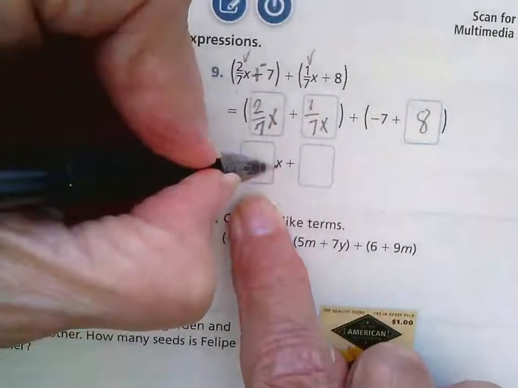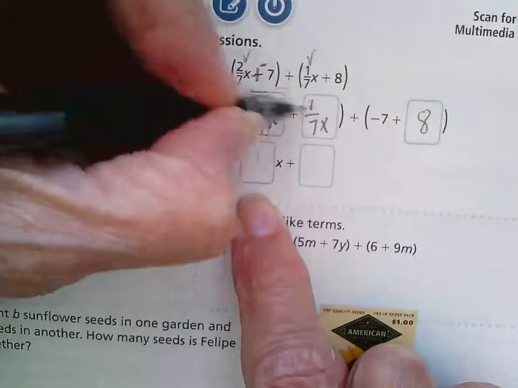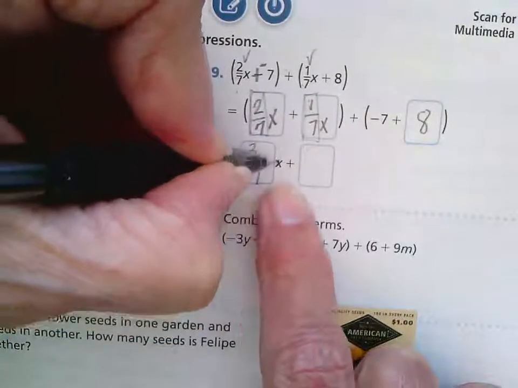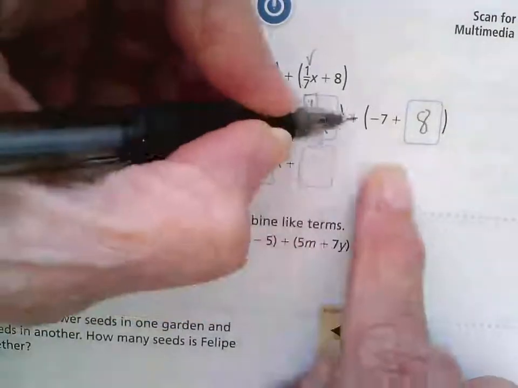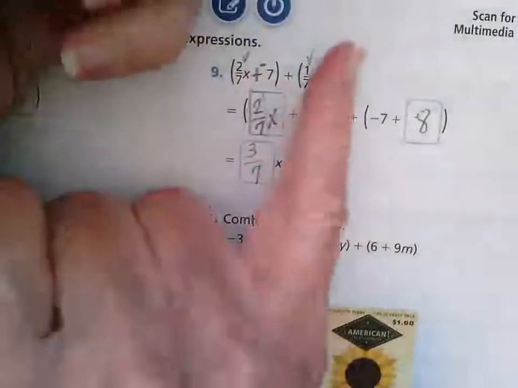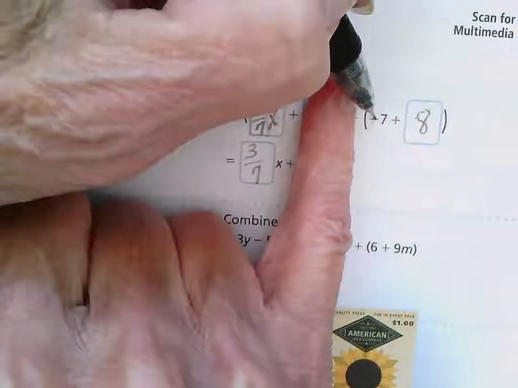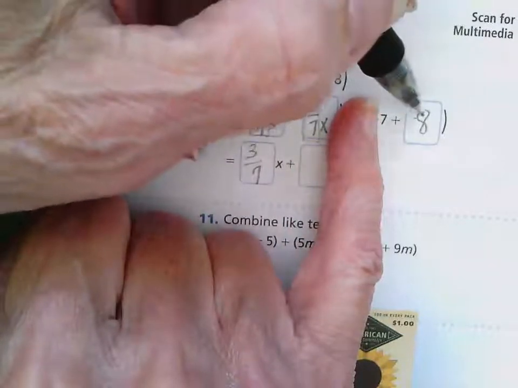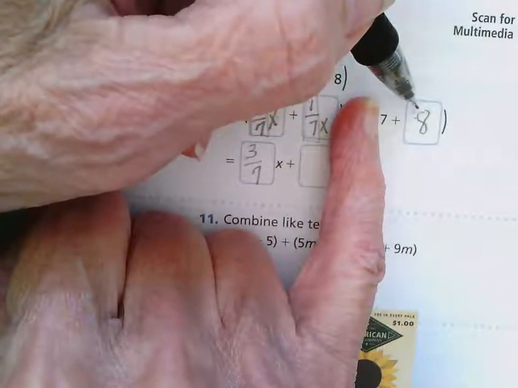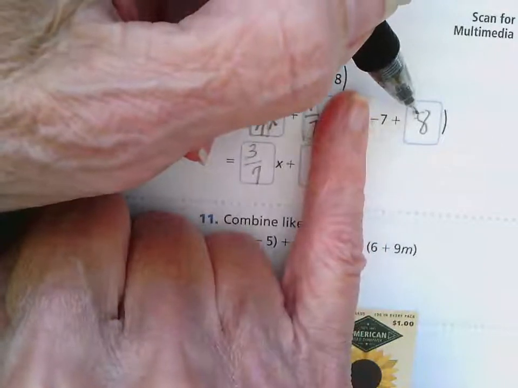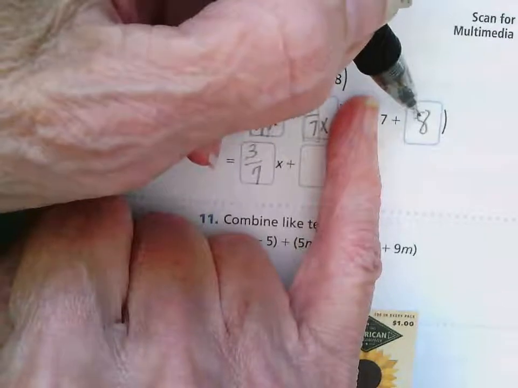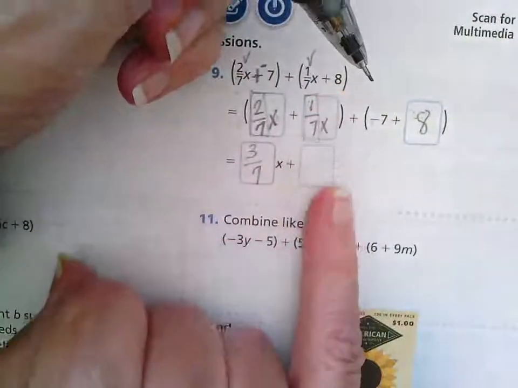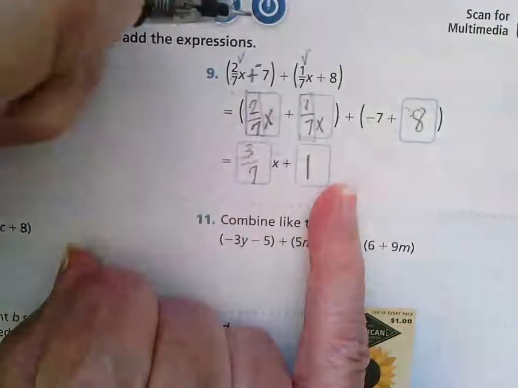So this is going to be x, so all I do is add my coefficients. 2/7 and 1/7 is 3/7. They already put the x there for me. Plus a negative 7 plus 8, because they're unlike terms. I have a positive and a negative. I'm going to ignore the negative sign for right now. I'm going to subtract 7 from 8. That's going to give me 1. And then I'm going to look back, and I see that my larger absolute value has a positive with it originally. So this is going to be positive.